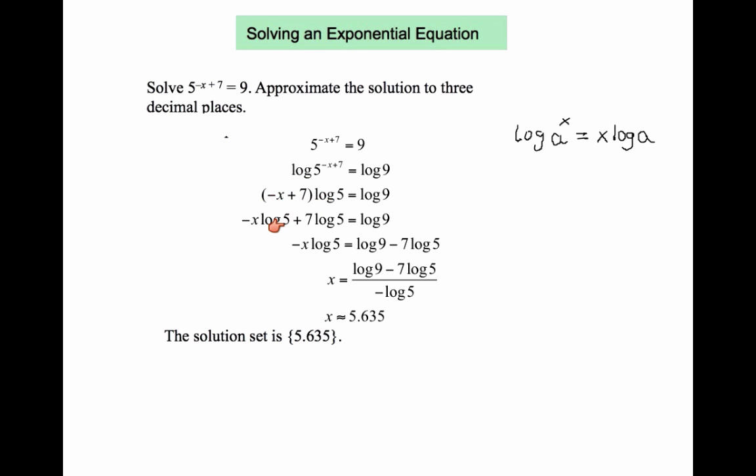Now I can distribute. I get minus x log of 5, and then 7 log of 5, solving for x. Now we have minus x log of 5 plus 7 log of 5 is equal to log of 9. Remember, we're solving for x. The only term that contains x is this term here. I'm going to isolate this, so I'm going to subtract 7 log of 5 from both sides of the equation. That goes to the other side. Now the coefficient of x is minus log of 5. If I divide both sides by minus log of 5, this would be my x. To calculate this, we need to use our calculator, and the solution set is 5.635.